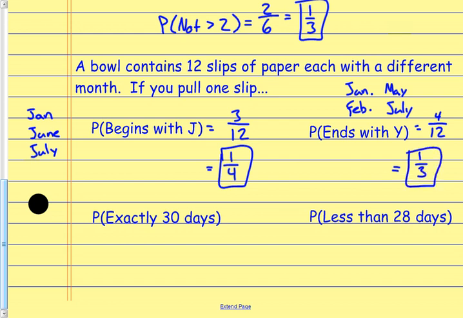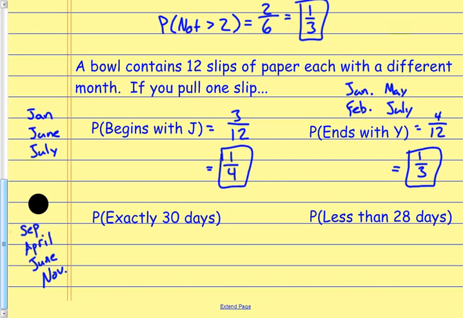Okay? The probability that a month has exactly 30 days in it, they pull one with exactly 30 days. And if you're not sure about your months, you can look at a calendar here. But we've got September, April, June, and November are the 4 that have exactly 30 days in it. Everything else has 31 days except for February, of course, which only has 28 or 29 on a leap year.